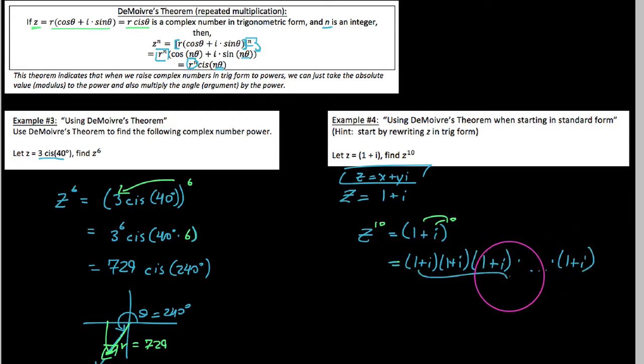We'd have to have 10 factors of this, and I want you to imagine how long it takes you to do this just by foiling 2 of these out.